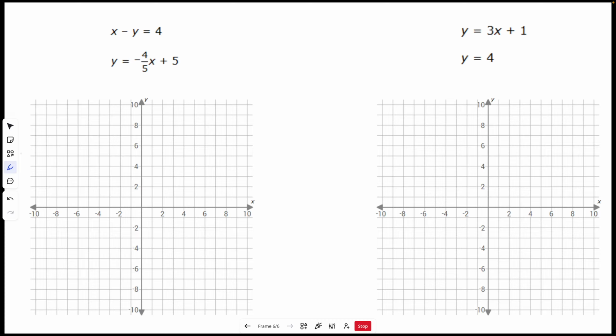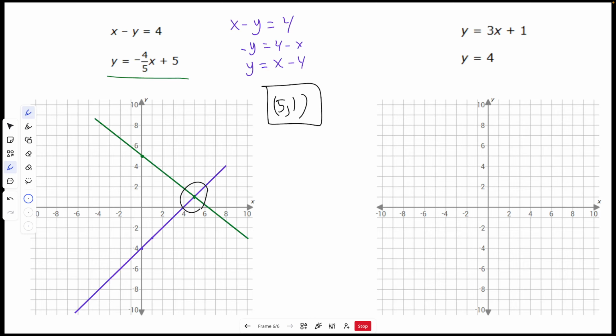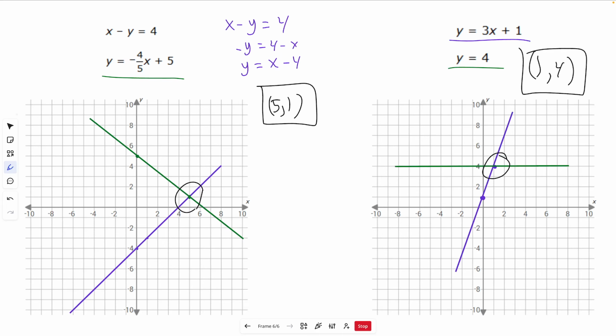Okay, now that you've had time to work these problems, let's check your solutions. Okay, for the first problem, you should have gotten 5, 1. Here is the work and the graphs if you want to check yourself. And for the second problem, here are the graphs and the work, and you should have gotten 1, 4.